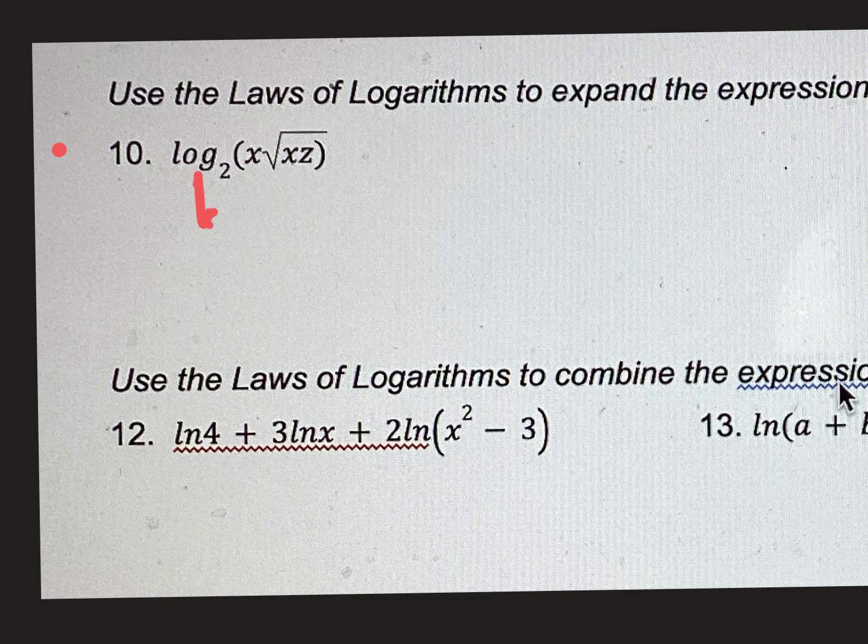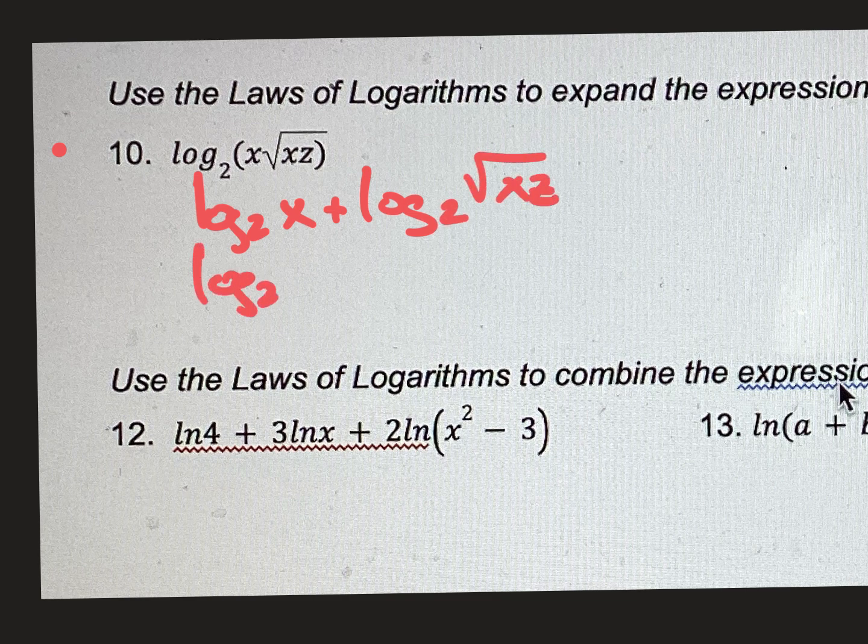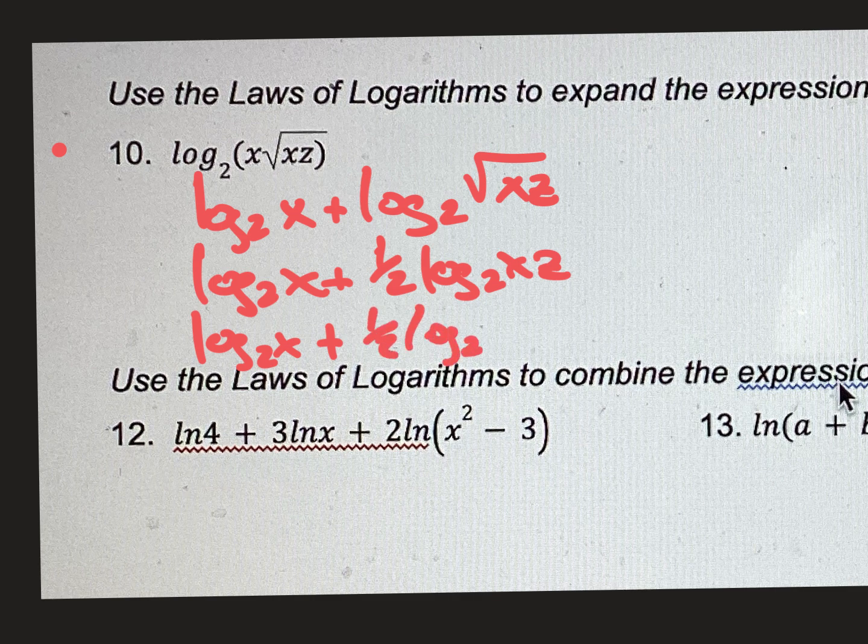All right, log base 2 of the square root of xz. I'm going to split up the square root. First of all, the 1/2 is the exponent because it's a square root. That 1/2 goes for the x and the z. So I'm going to break it up as far as I can. It'll be 1/2 log base 2 of x plus 1/2 log base 2 of z.